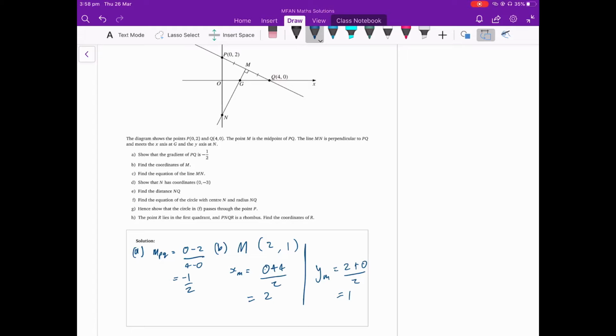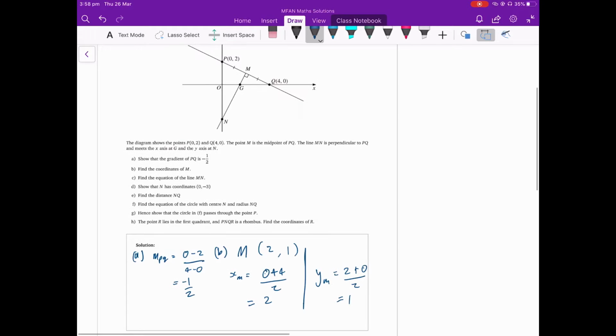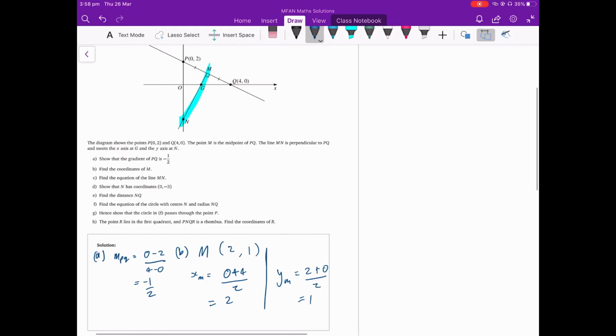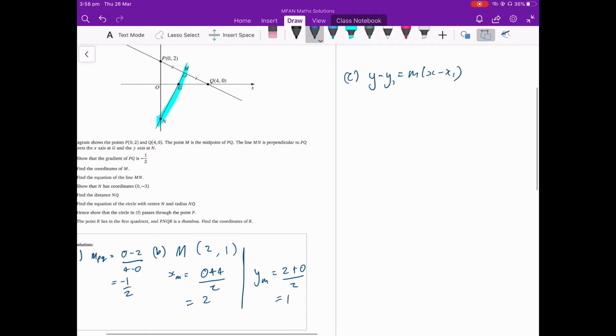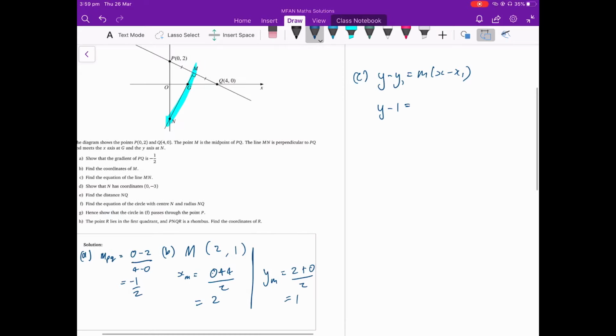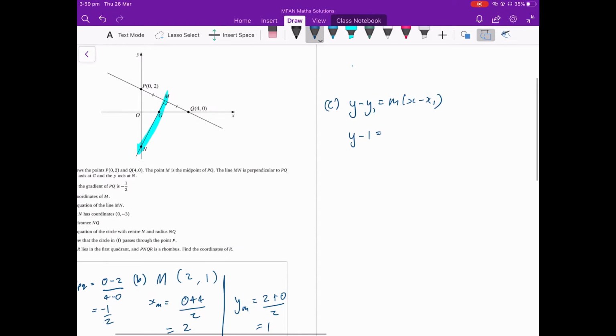All right, perfect. Now, find the equation of the line MN. Okay, so we're now looking at this. We have the point M and we know its gradient, so we can just use our one-point gradient formula. I'll do question C up here. Let's just use the point M. So we have y minus 1 is equal to our gradient. Now the gradient is actually going to be the negative reciprocal, because M1 times M2 is equal to negative 1.